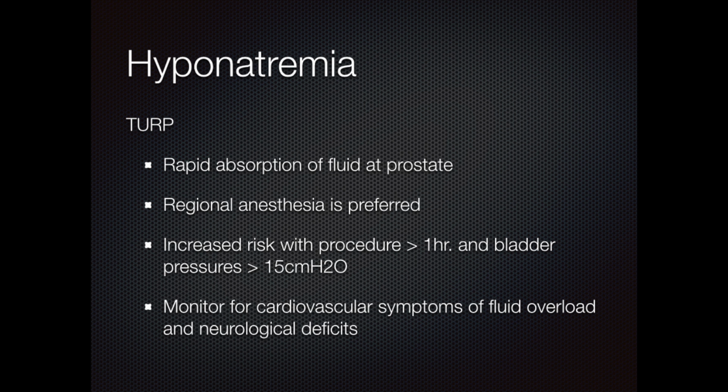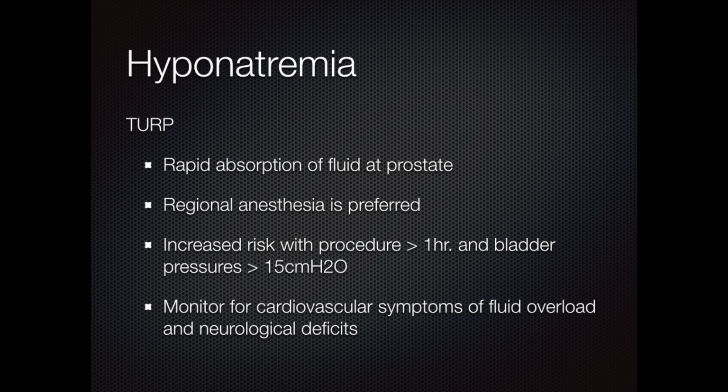Transurethral resection of the prostate, or TURP, can lead to hyponatremia due to the rapid absorption of fluid from open venous sinuses in the prostate gland. Although isotonic solutions used today are much safer than hypotonic, the risk of TURP syndrome still exists. Regional anesthesia is preferred for this procedure for continuous neurological assessment. General anesthesia can be performed with routine sodium monitoring.